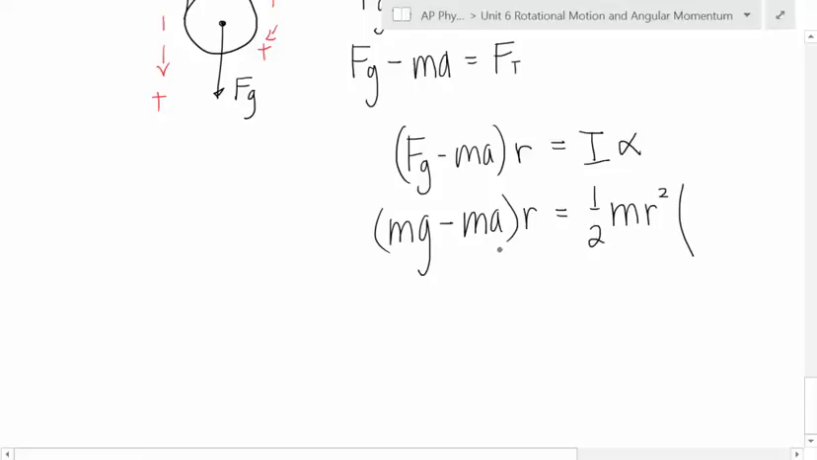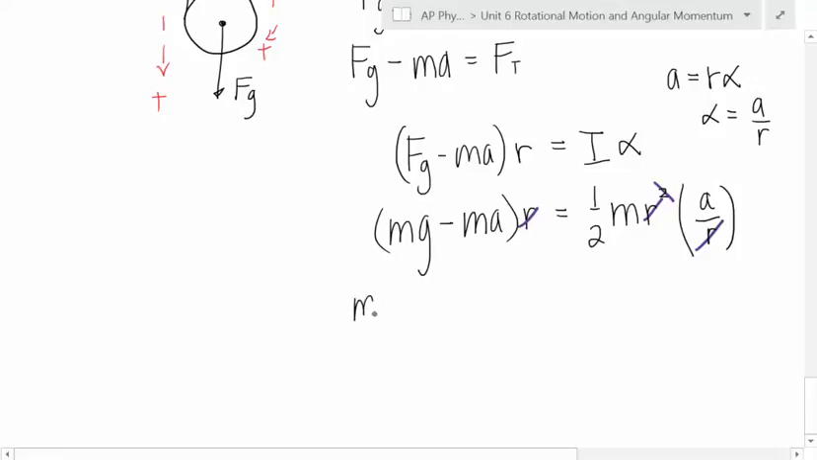And alpha can be related to A. Remember, A is equal to R alpha. Therefore, alpha is equal to A over R. So put in your A over R. And what do we see? This R can cancel with one of those. And then this one can cancel with that one. Because it's multiplied by every term on both sides.